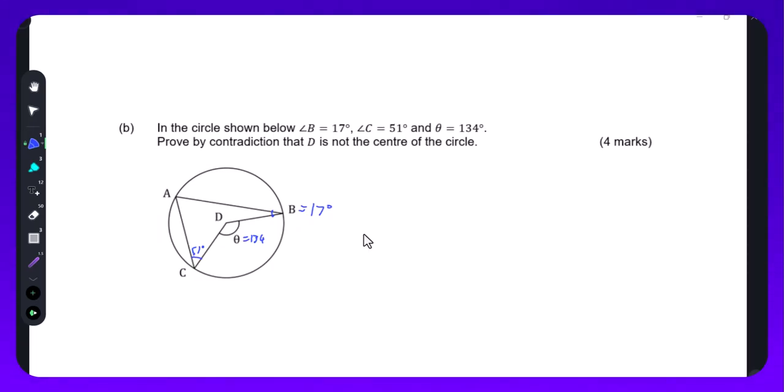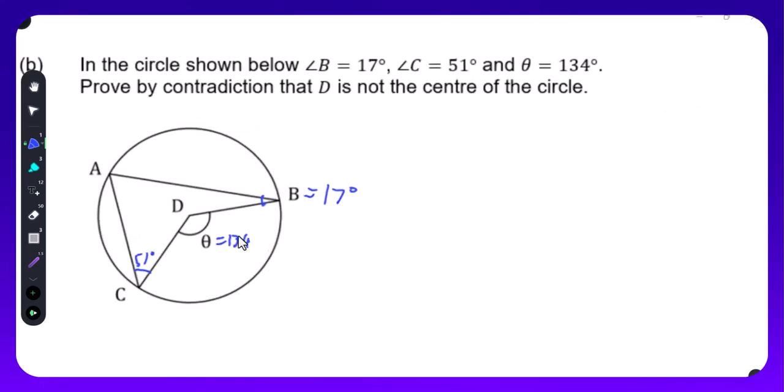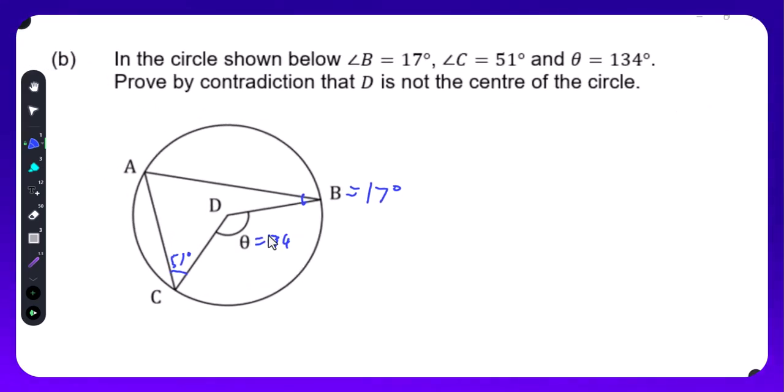So I guess what we're really doing is going about it as if D was the center of the circle and then seeing if everything else adds up. So for starters, because the angle at the center is going to be double what it is at the circumference, that means 134 divided by 2 gets us angle A. So angle A is going to be 134 divided by 2 equals 67.